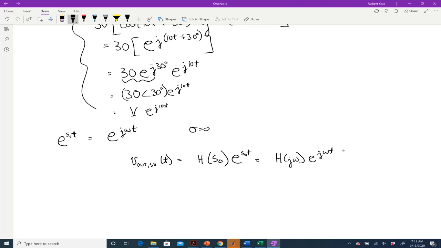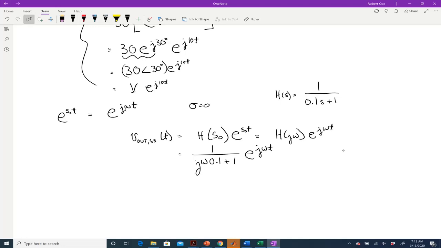If I look at my H of s from above, my H of s in this particular problem was 1 over 0.1 s plus 1. So let's write that out here. I have 1 over j omega 0.1 plus 1 times e to the j omega t.